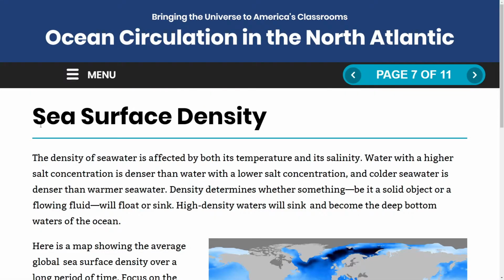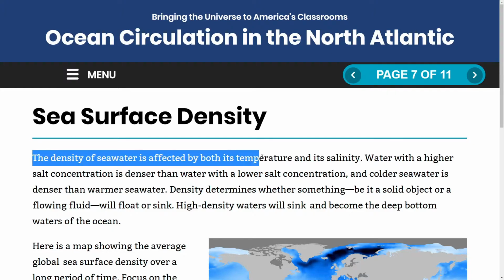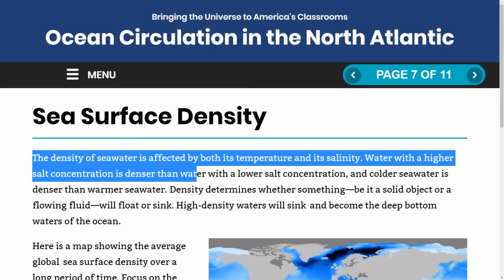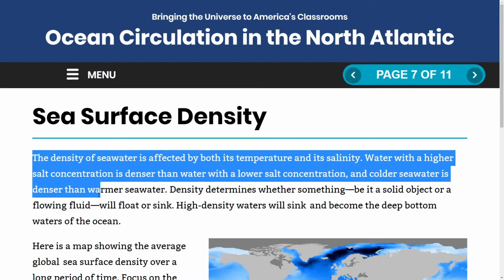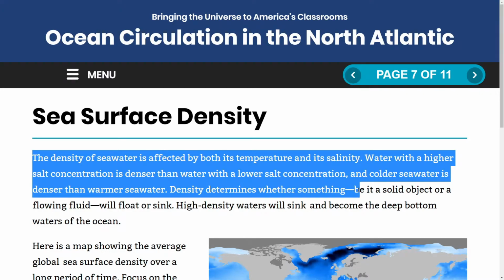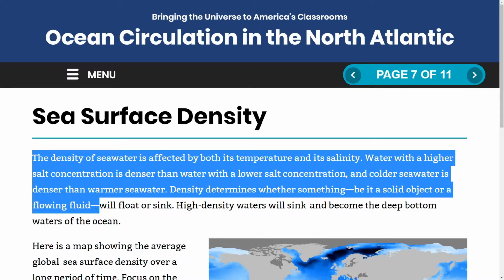Sea surface density. Page 7. The density of seawater is affected by both its temperature and its salinity. Water with a higher salt concentration is denser than water with a lower salt concentration, and colder seawater is denser than warmer seawater. Density determines whether something, be it a solid object or a flowing fluid, will float or sink.